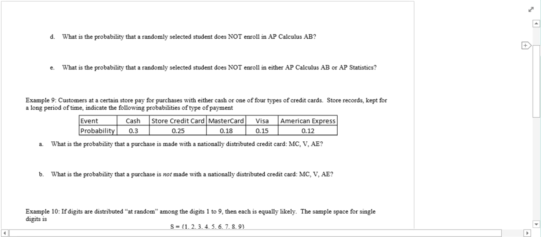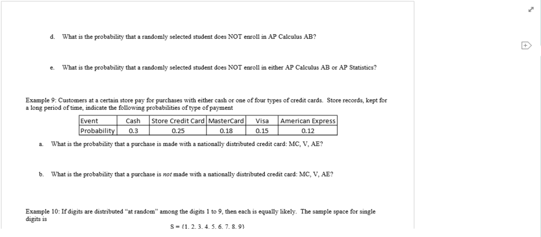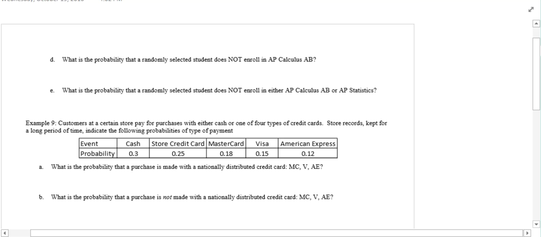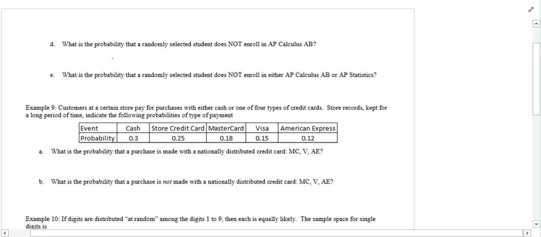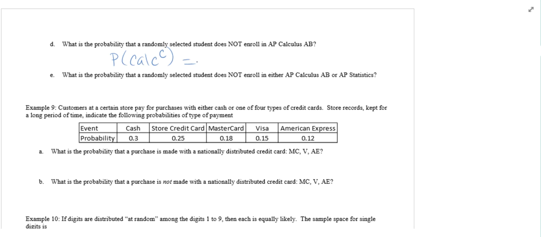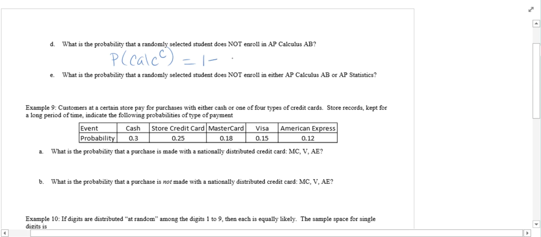All right, question D. What's the probability that a randomly selected student does not enroll in AP Calculus? Okay, so probability, calculus, complement. So not calculus. Could they have enrolled in statistics? Yes. Could they have enrolled in neither of these classes? Yes. So it's everything outside just the circle for calculus. So we're going to do 1 minus how many students were in calculus altogether. That whole circle is 55 out of 100. Okay, so that gives me 0.45.